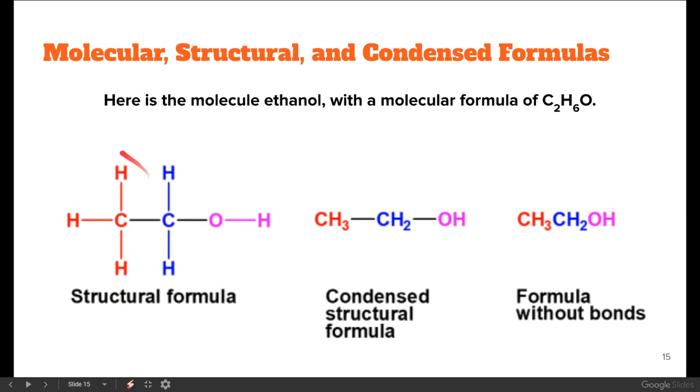But if we want to condense it down, we can take this part right here, make it just CH3. Take this blue part, make it CH2, and then here's our hydroxyl group coming off with the OH right there. So that's what it could look like as a condensed structural formula. And if we want to take away those bonds, boom, we can write it out just like that.